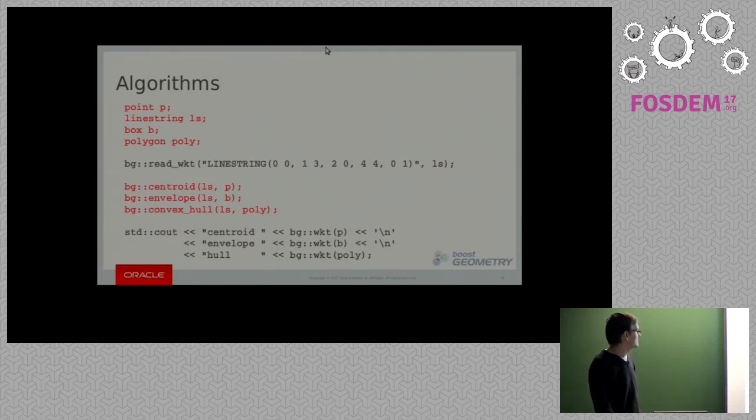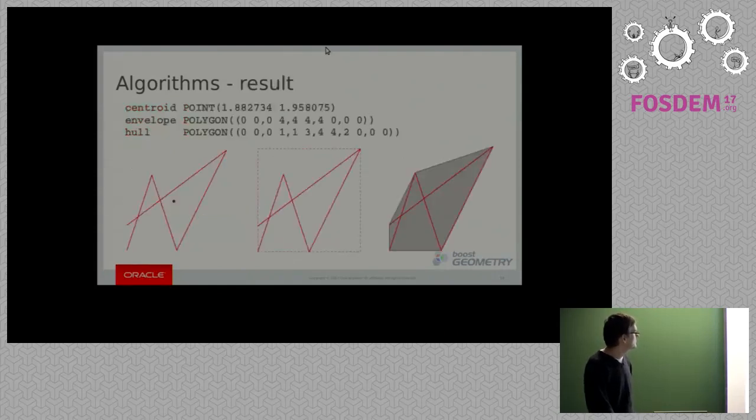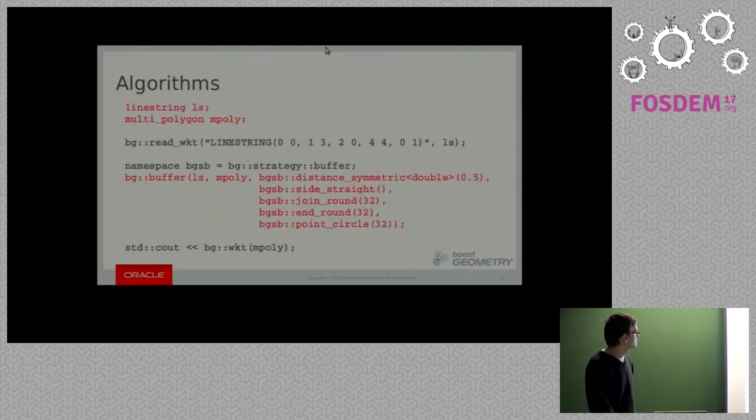The next group of algorithms generates geometry from other geometry, like centroid, envelope, and convex hull. So in the first case, the centroid will be a point, the envelope will be a box, and the convex hull is a polygon. And I'm printing the WKT representation of all of those output geometries, which looks like this.